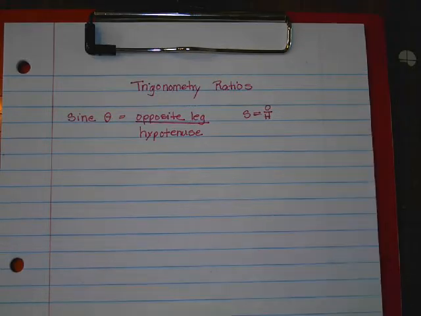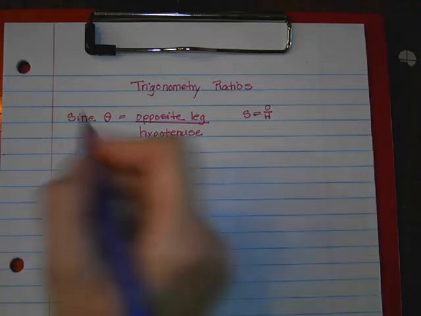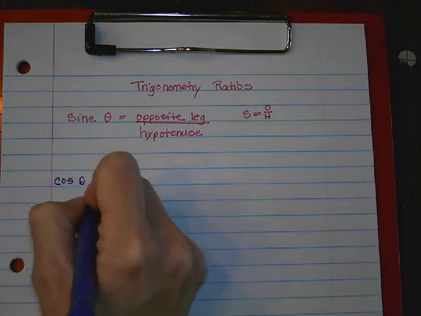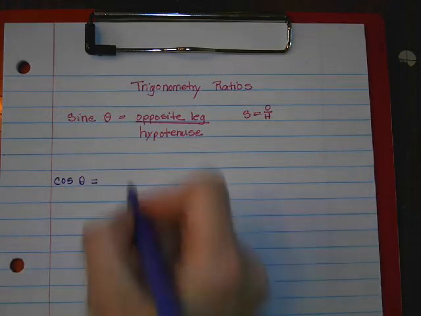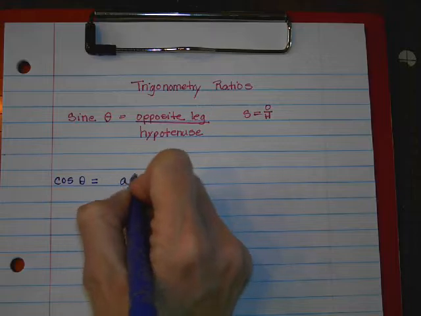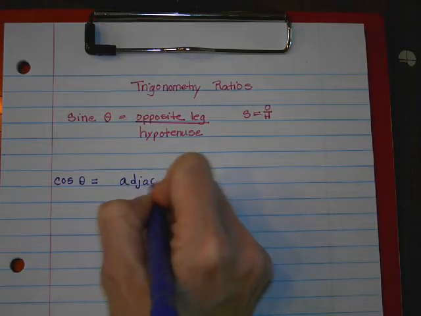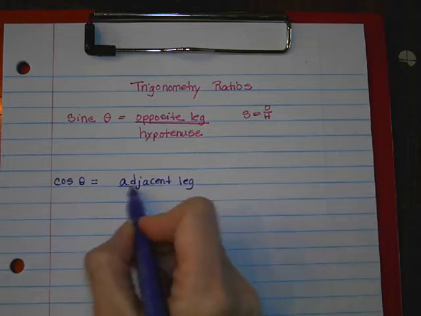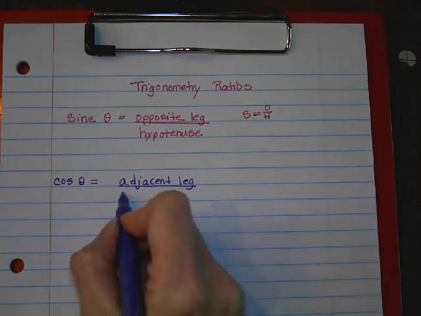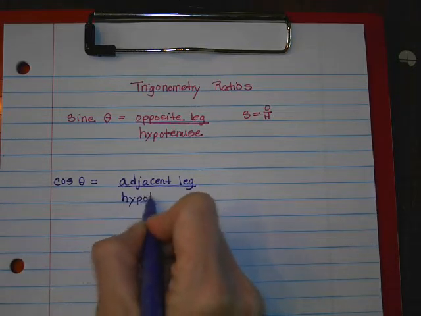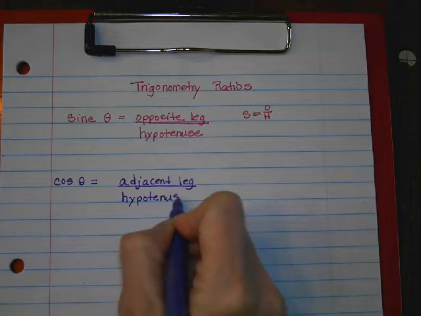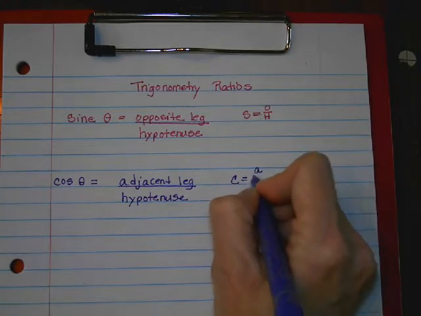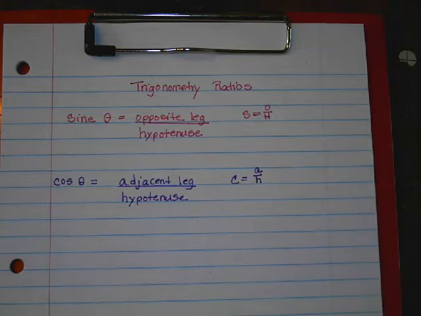Alright. Our next one will be the cosine. So the cosine of theta will be equal to the adjacent leg over the hypotenuse. So this is CAH.